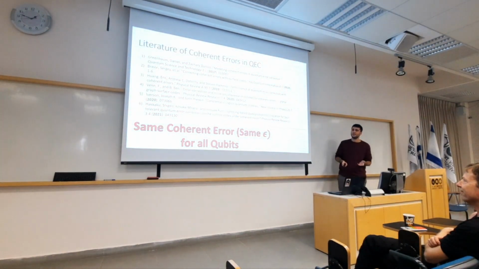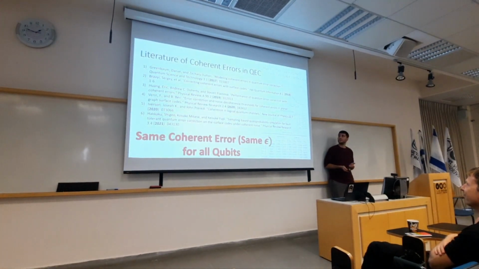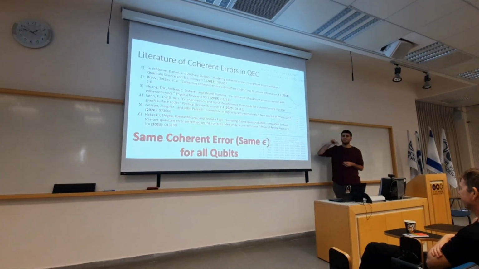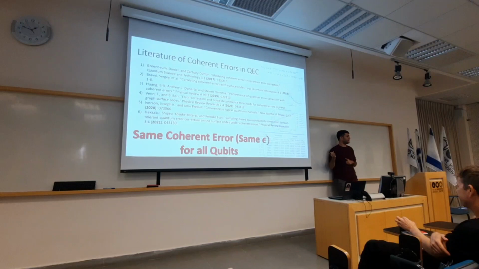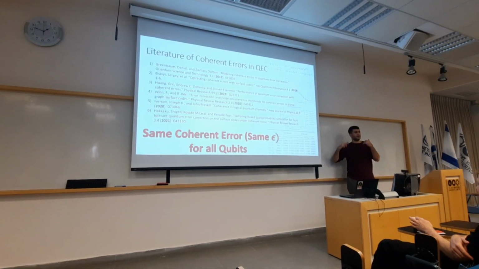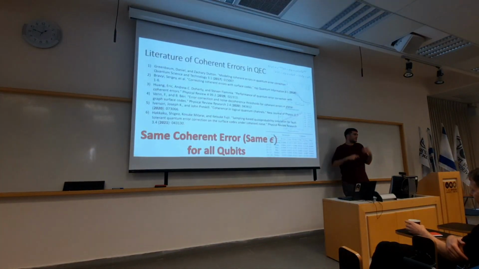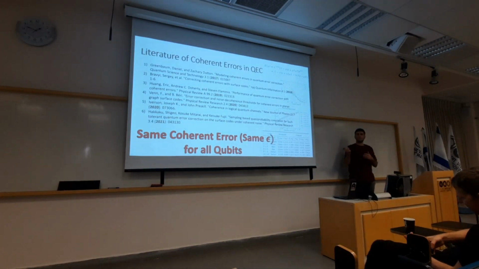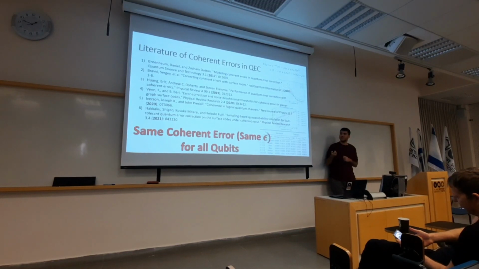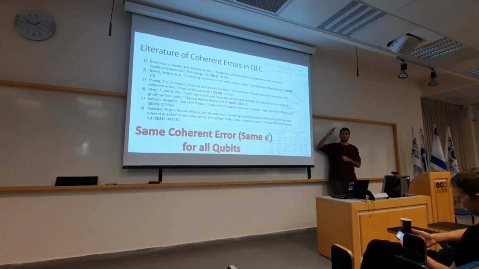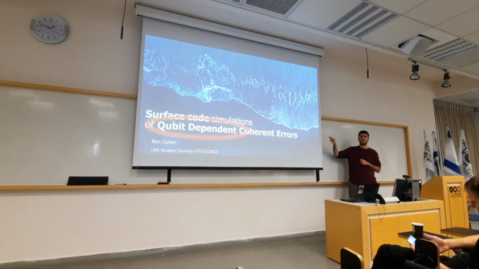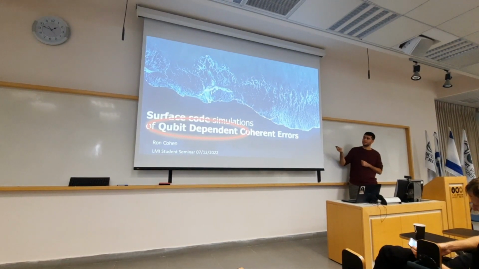So I went to the literature and checked what happens when there are coherent errors. And the literature is actually really new, just from 5 years ago. And actually all of them took the same coherent error for all the qubits. And this was not the case in our situation, because, as we said, the physical model was fabrication errors, which have some distribution. Some of them have one error, and some have other errors. So we need a tool to check what happens when the coherent error is not the same epsilon for all the qubits. Which means the qubit-dependent coherent error, which is the recent question.